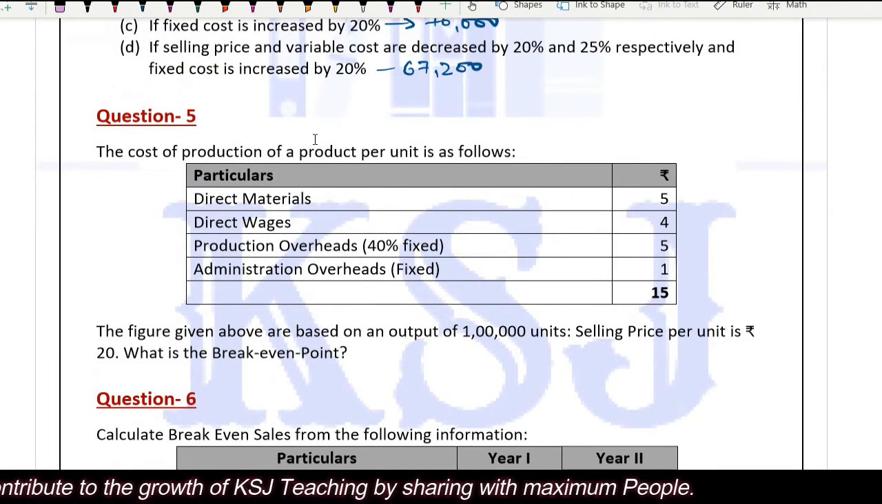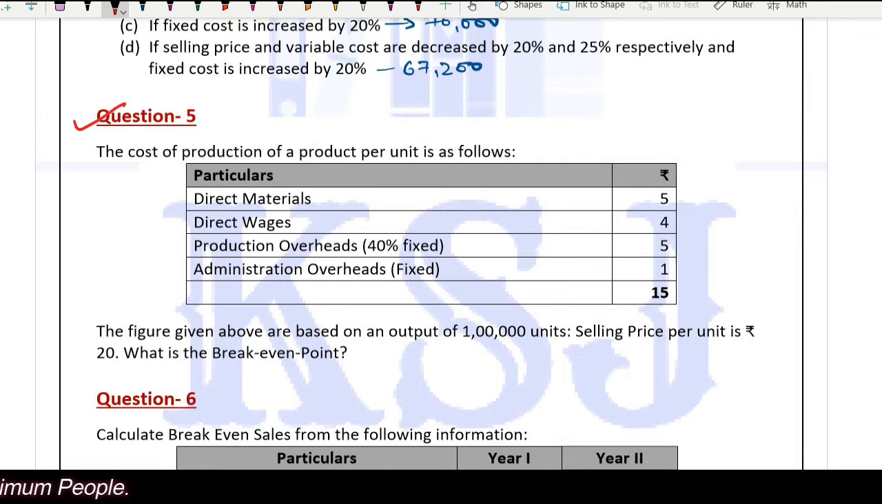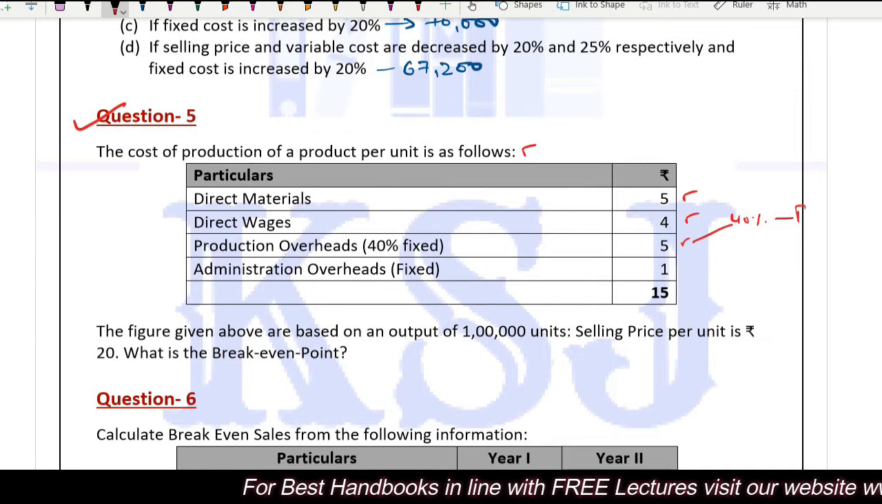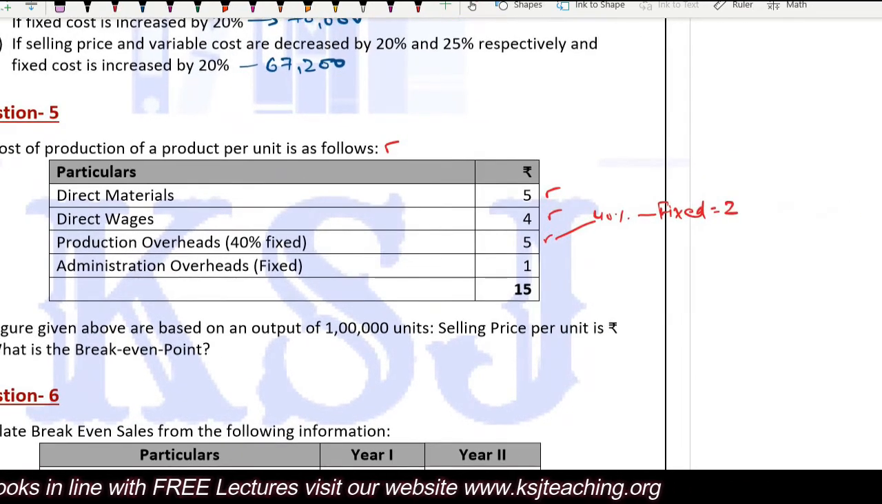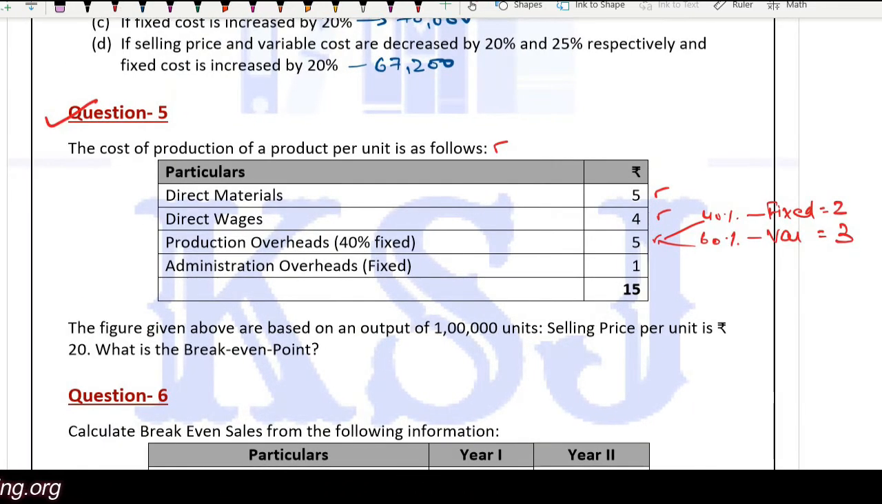Let's move on to question number 5. The cost of production of a product per unit is as follows. Direct material 5, direct wages 4. Production overheads total is 5. Out of this, 40% is fixed, right? That means 2 rupees is fixed, and the 60% is variable, that is 3 rupees is a variable cost.